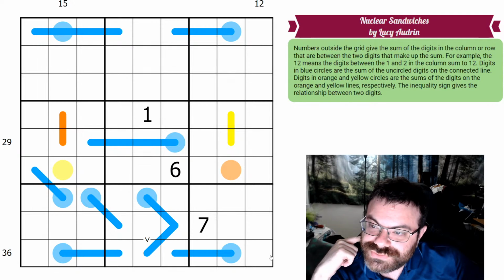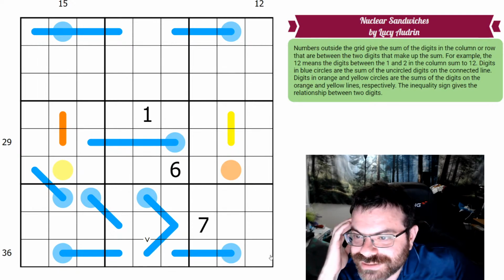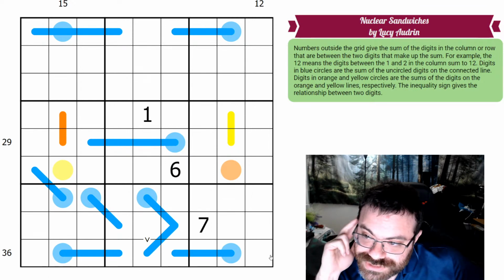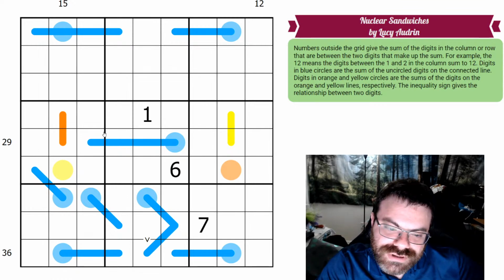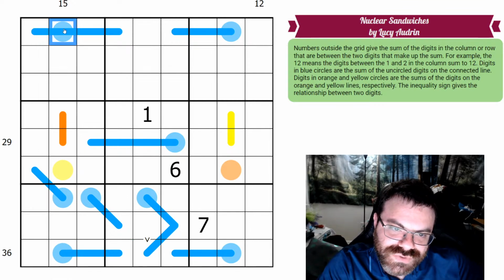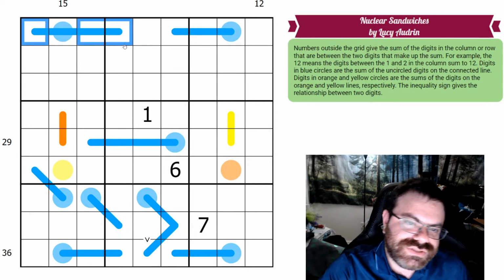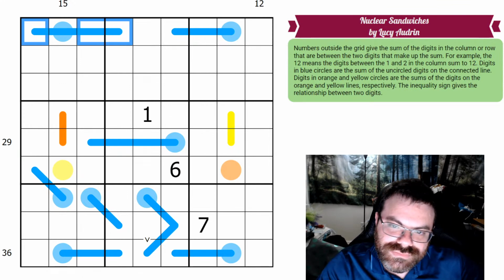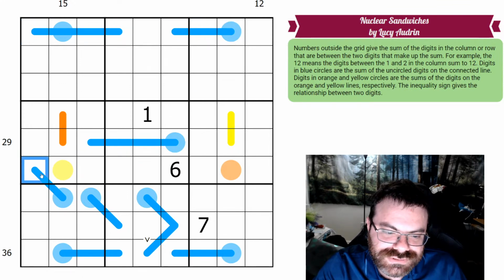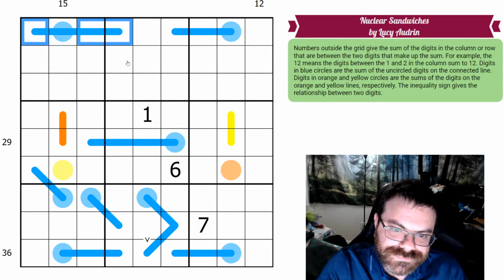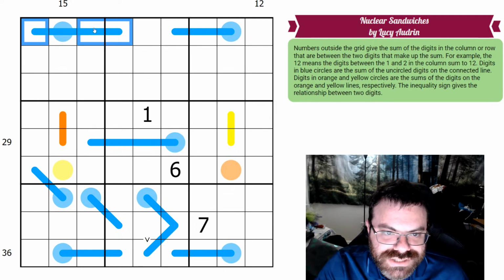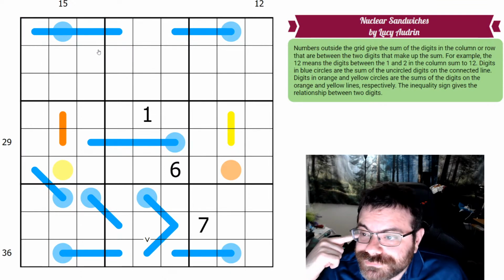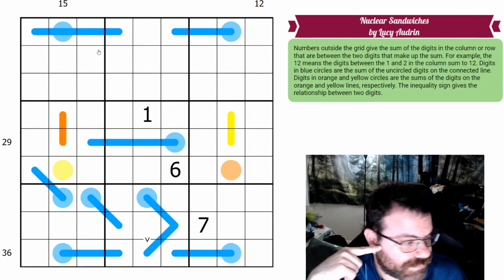For example, the 12 means the digits between 1 and 2 in the column sum to 12. Digits in blue circles are the sum of the uncircled digits on the connected line. All of these are exactly the same as arrows, except this one, which is the sum of these three. So it's not two different arrows coming out. Lucy calls them molecules.